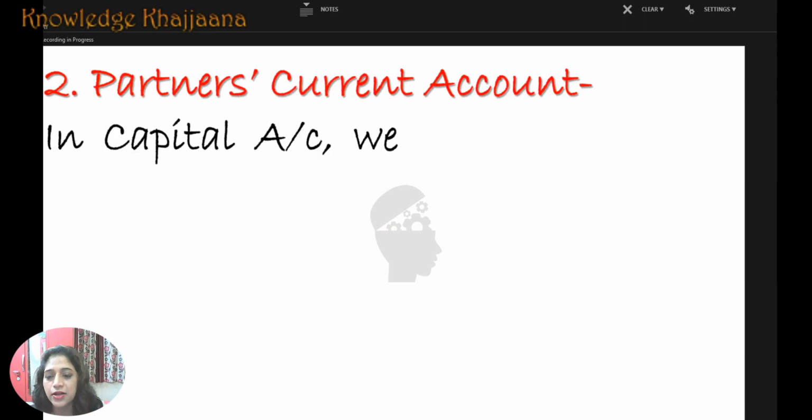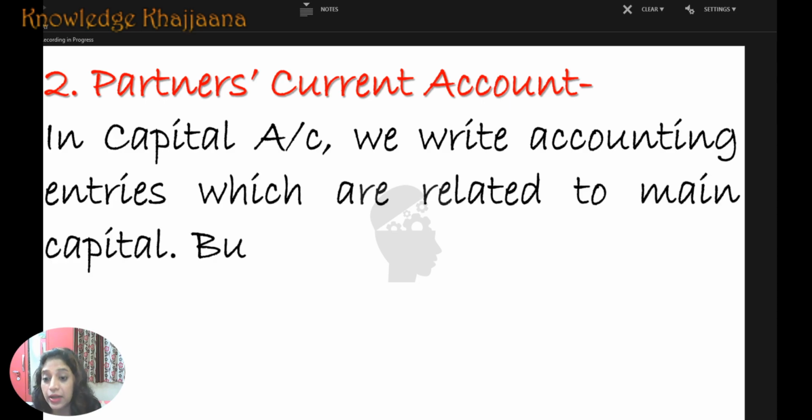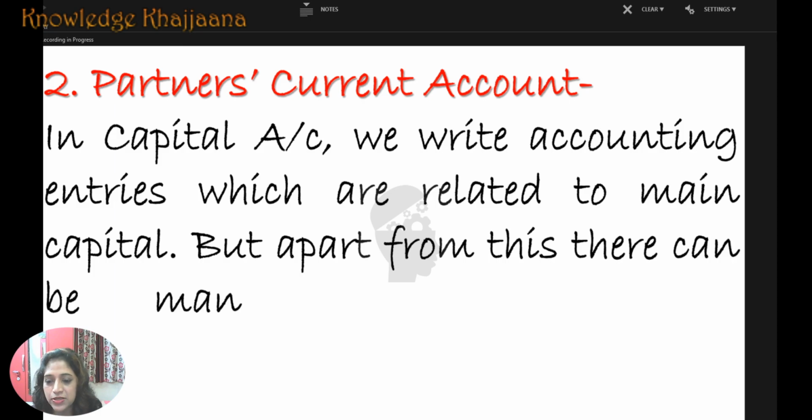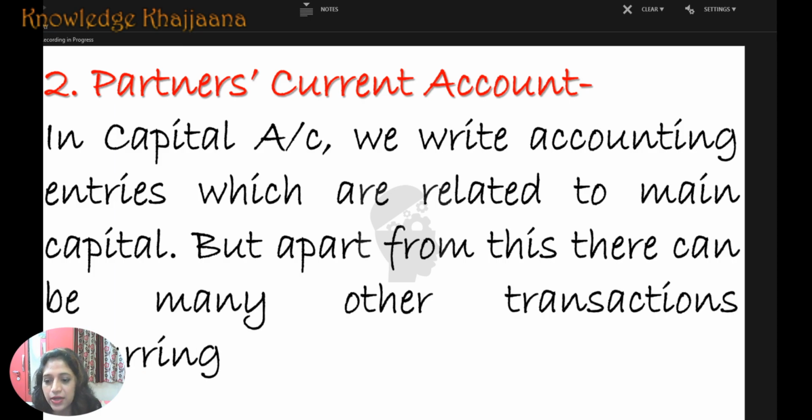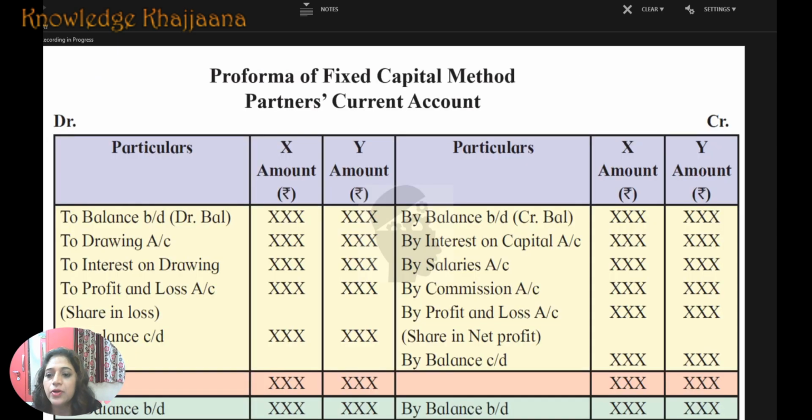In the partners' capital account, we write accounting entries which are related to the main capital. But apart from this, there can be many other day-to-day transactions occurring in the entire year relevant to their capital. So the partners' current account is maintained for that purpose. See, the opening balance is given, which is a credit balance. Then interest on capital is given, and it is written over here. Salaries, interest and commission are given to the partners.